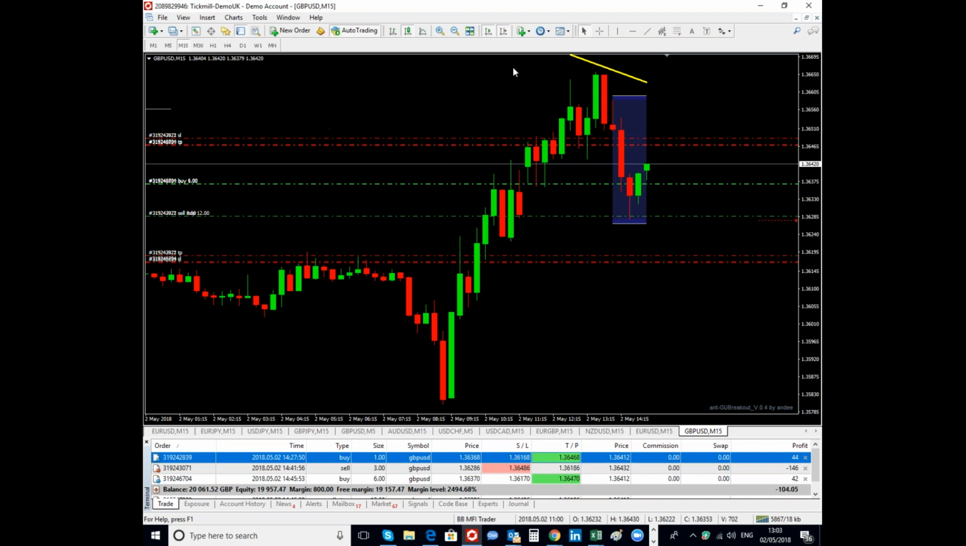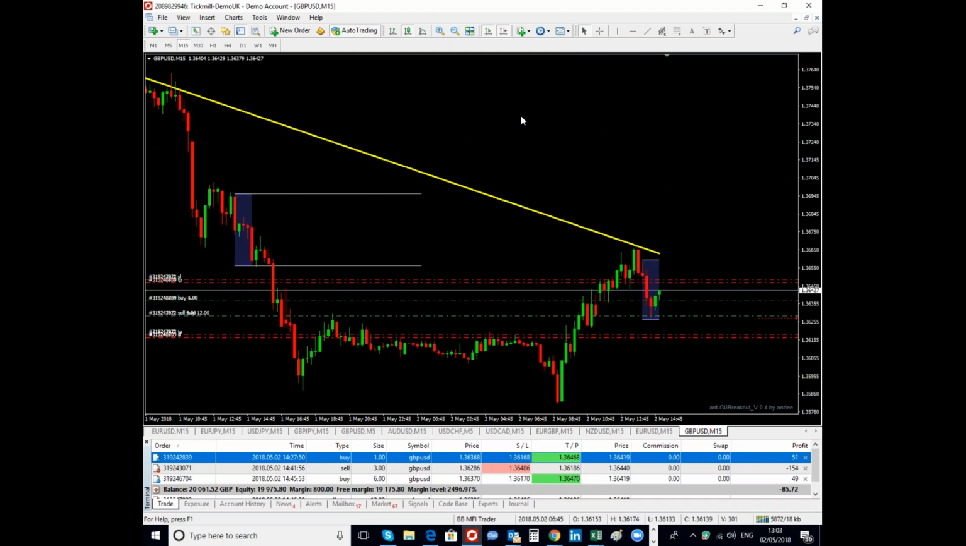Let's remove this as well. Don't need that in there. It's unnecessary for the moment. Bit of a waiting game, isn't it? Not much longer to wait now. What are we waiting for? Another 5 pips.